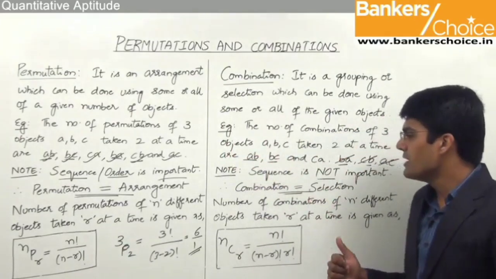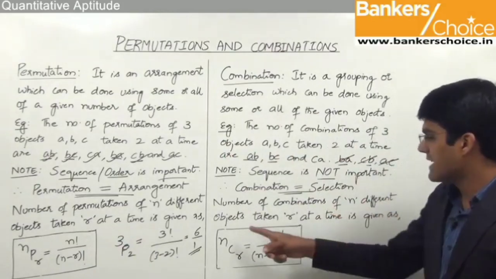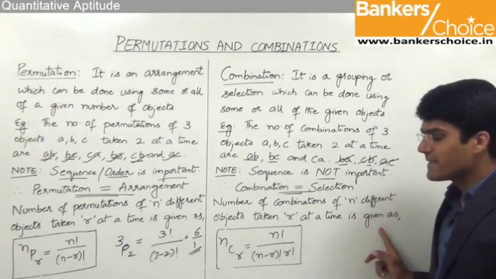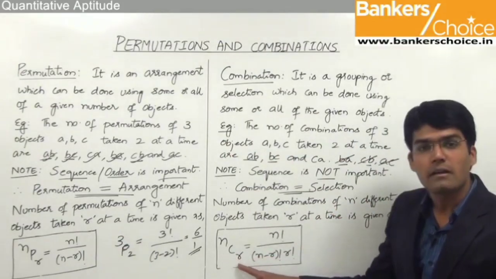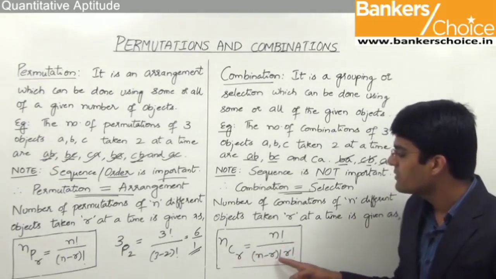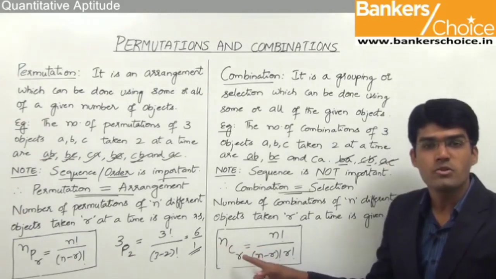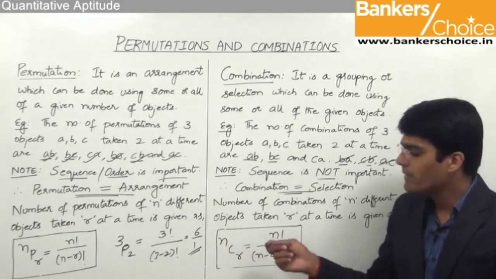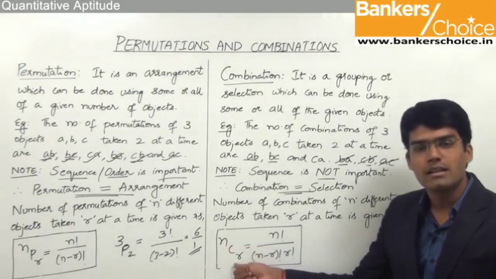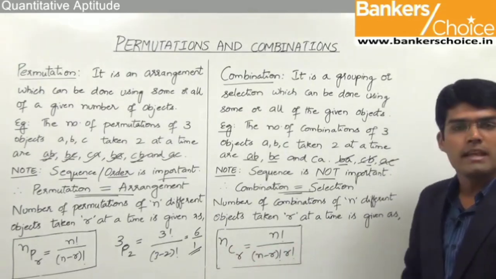Similarly, in case of combinations, we can say that the number of combinations of n different objects taken r at a time is given as nCr, which is equal to n factorial divided by n minus r factorial into r factorial. So when we have total n objects and we need to select r at a time, we can take it as nCr. The number of combinations will be equal to nCr, that is n factorial by n minus r factorial into r factorial.